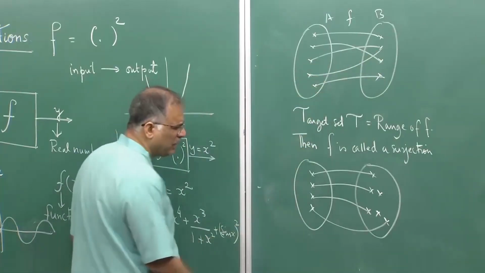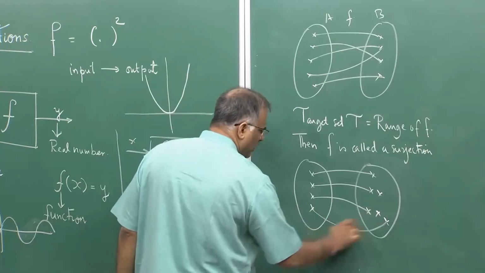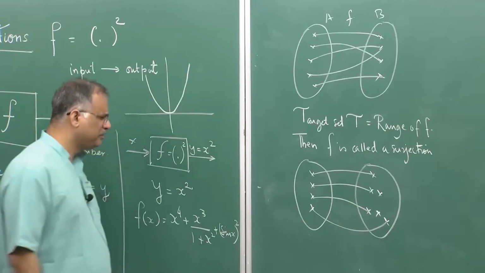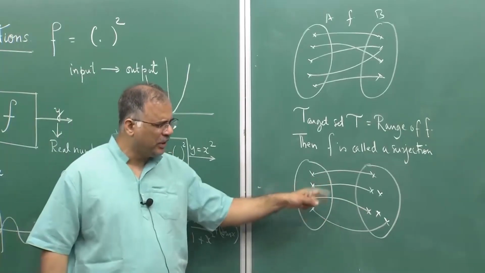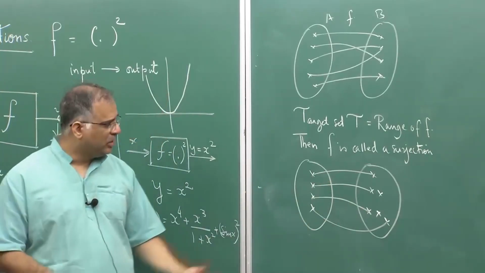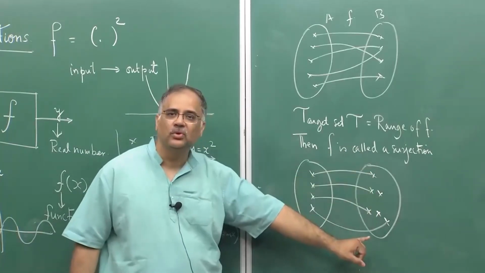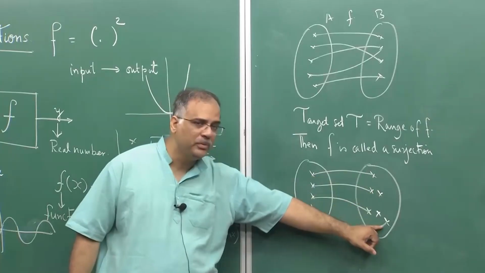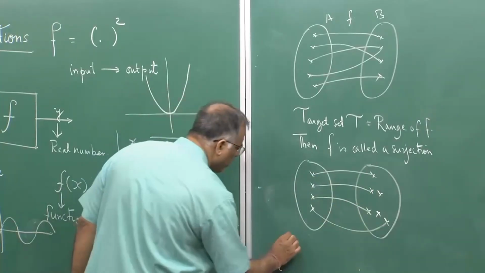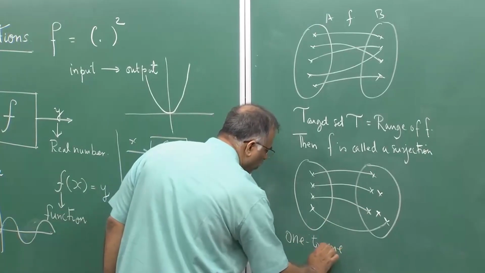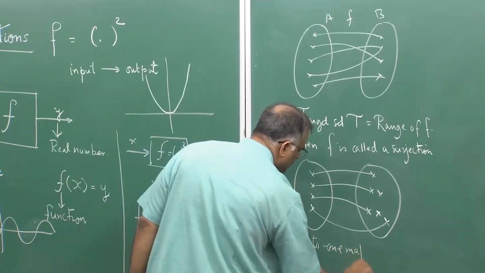So, in this particular case, what you have is a one-to-one mapping, but it is not a surjection, because your range is a proper subset of the codomain. The range consists of these 4 elements. So, this is called a one-to-one mapping or injection.